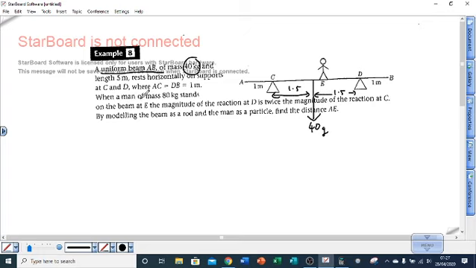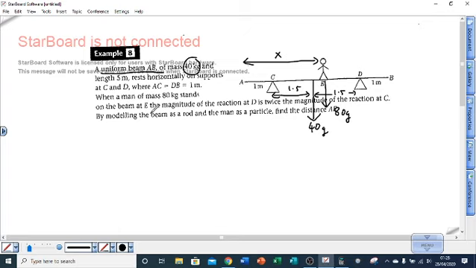And it says a man of 80 kilograms stands on the beam at E, with the magnitude of the reaction at D being twice that at C. So we're going to put him 80 kilograms, so it's going to be 80G. And we don't know where he's standing. It just tells us, by modeling the beam as a rod and the man as a particle, find the distance A to E. So I want to know what distance this is. If that's the answer I want, I'm going to set that to be X.